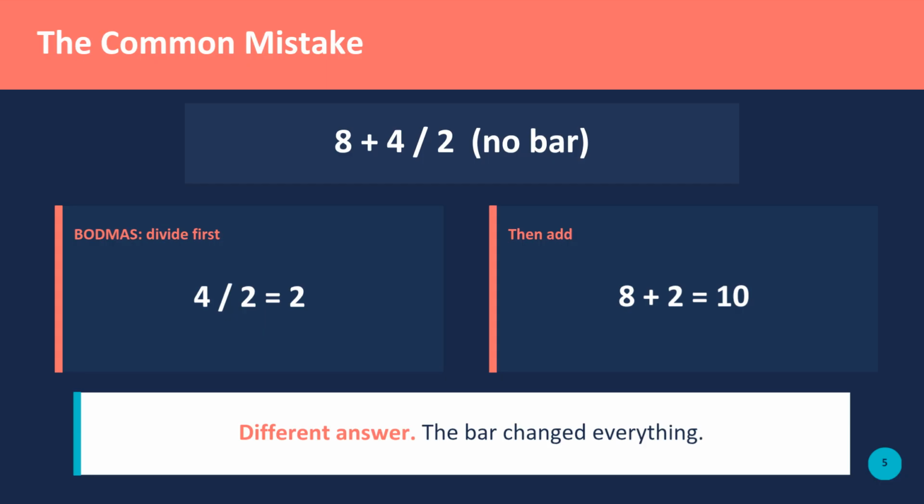Now compare this. 8 plus 4 divided by 2, without the bar. BODMAS applies. Divide first. 4 divided by 2 is 2. Then add, 8 plus 2 equals 10. Different answer. The bar changed everything.